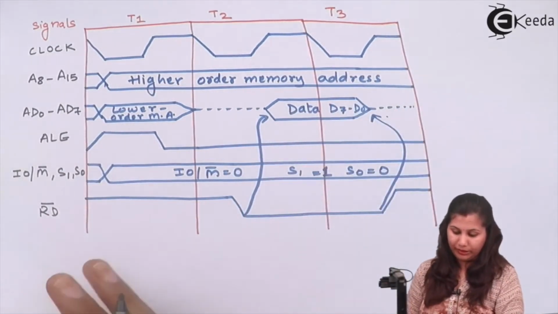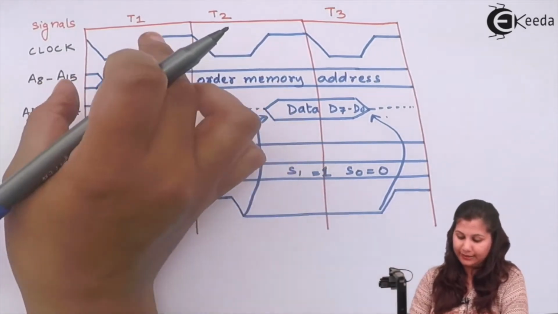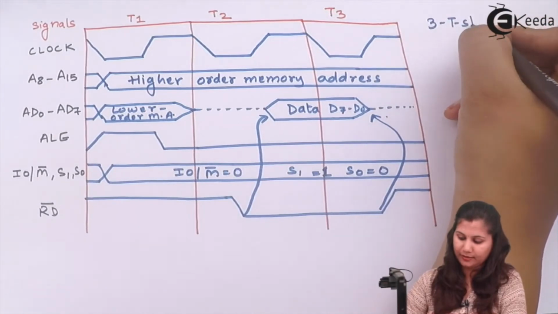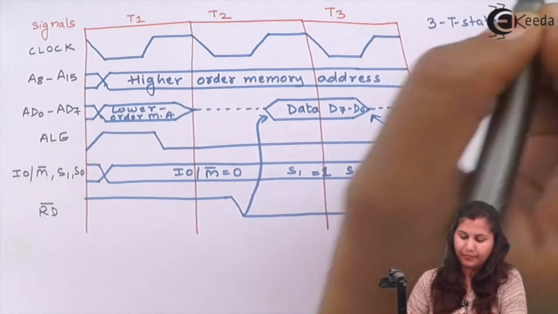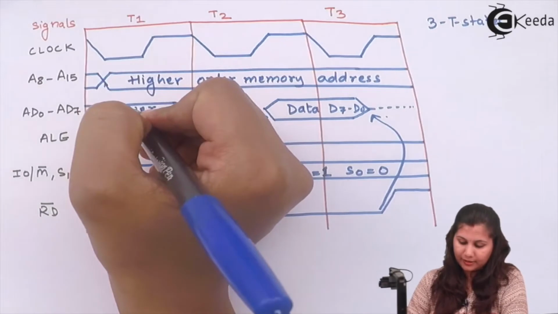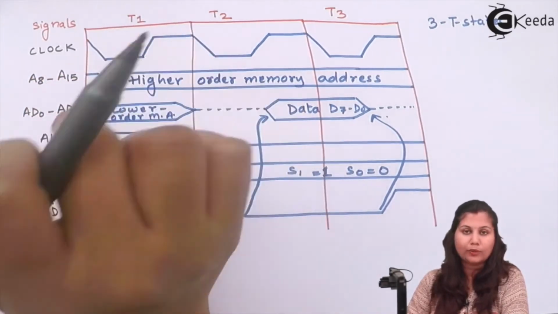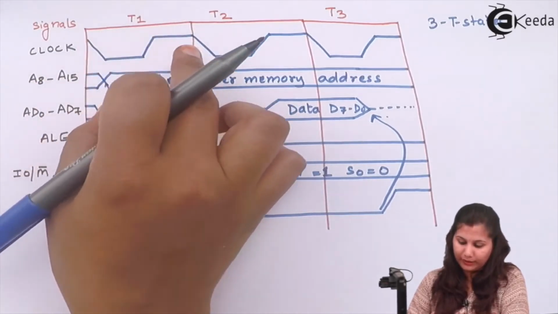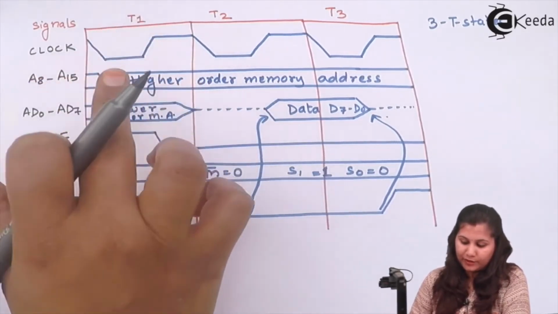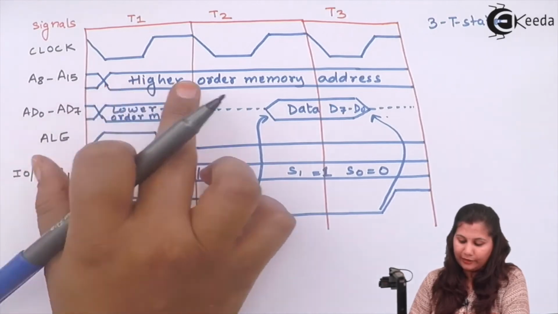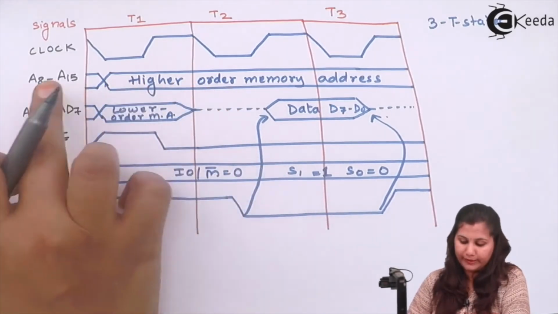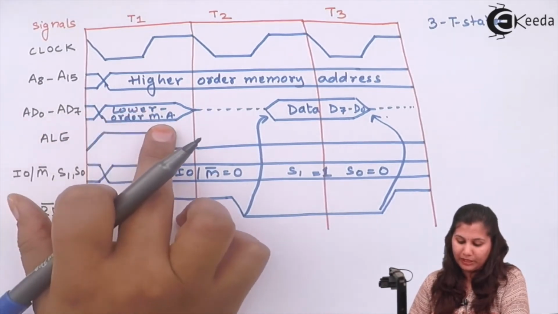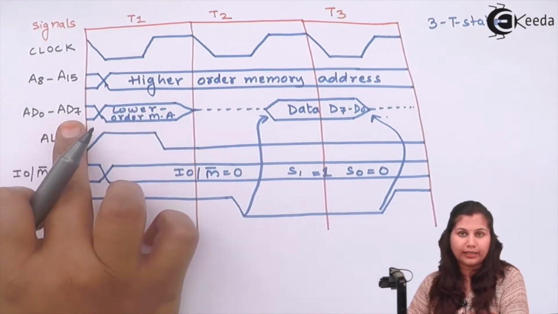So in this memory read machine cycle, you can see that it requires 3 T states. In the first T state, because each T state is equal to 1 clock period, 1 clock pulse is drawn here in 1 T state. In this first T state, we have the higher order address available on A8 to A15. Then we have the lower order memory address available at AD0 to AD7.